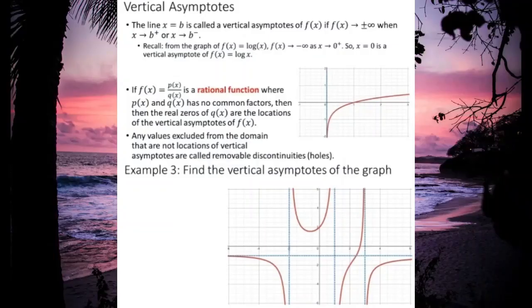Now we're going to discuss something called asymptotes. There are several different types of asymptotes, but first we're going to find the vertical asymptote. The line x equals b is called the vertical asymptote of f of x if f of x either approaches positive infinity or negative infinity when x approaches b from the right or the left.